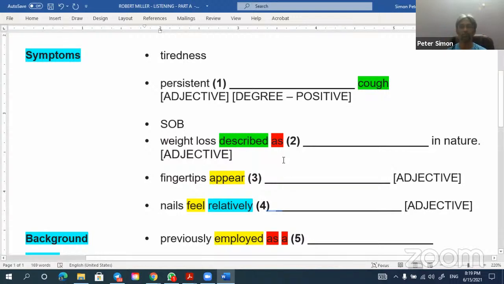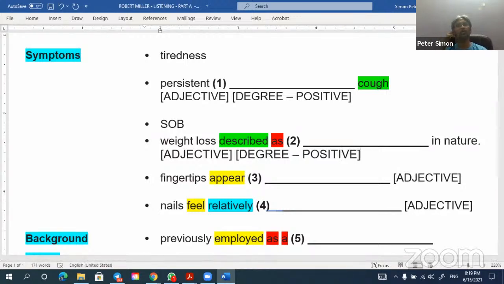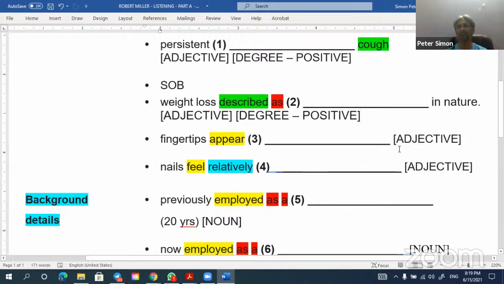Next one. So what is the degree here? The degree is positive degree. You will get positive degree here. Positive degree means as in sudden or weight loss, in nature. Right. Next one. Fingertips appear dash.